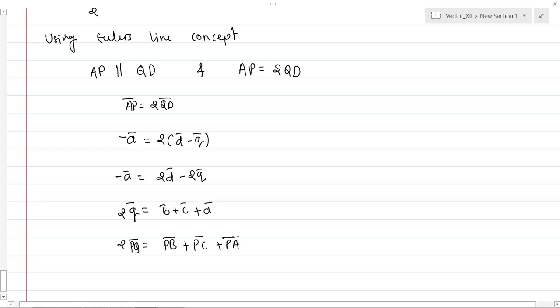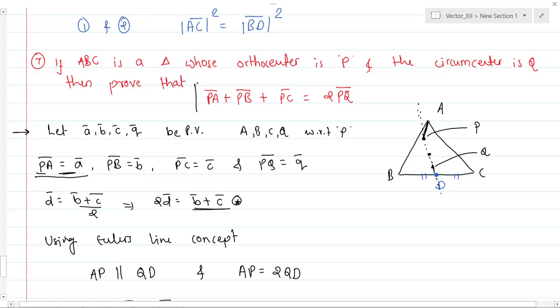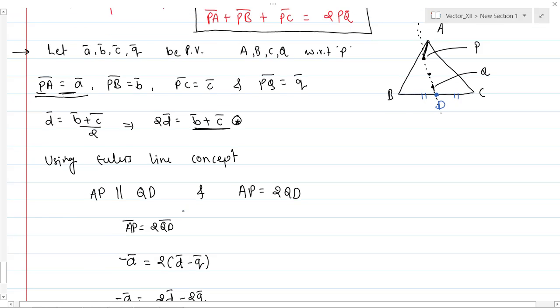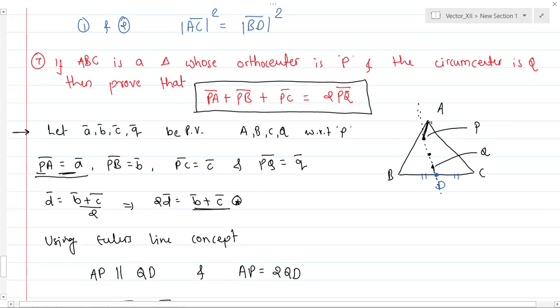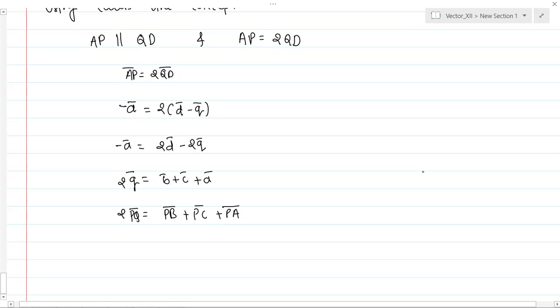So these are the vectors with respect to P. Hence proved. This is the only thing we wanted to prove, that is PA plus PB plus PC is equals to 2PQ. For this question what you require is the concept of Euler's line, and you should know the relationship between this AP and DQ. If AP is 2, this will become 1. Very good, I hope you have understood this question.